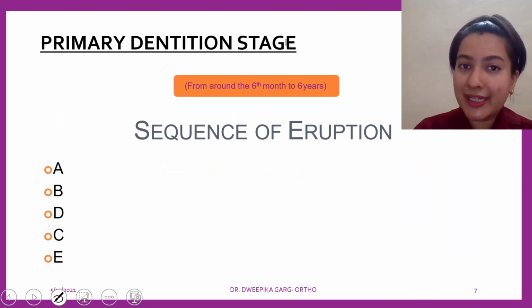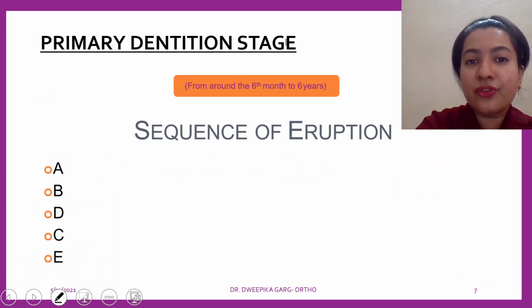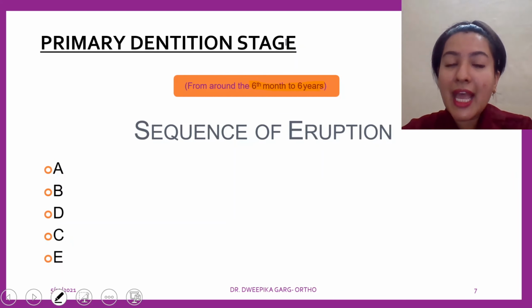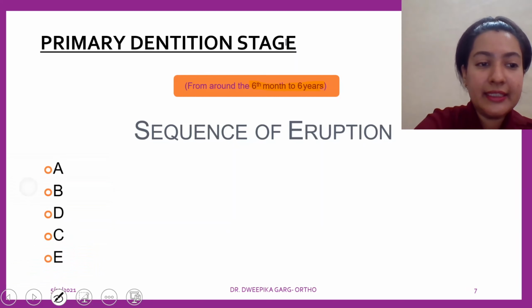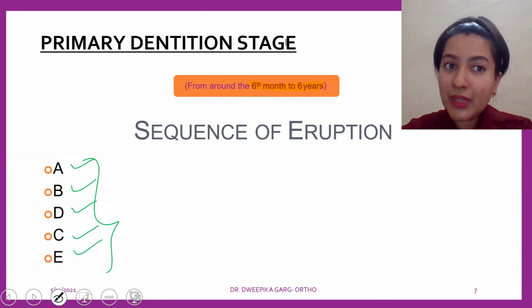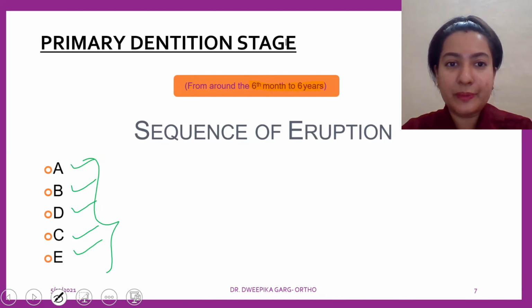Next is primary dentition. From when does it start? It starts from around 6 months and lasts up to 6 years. So this is your primary dentition. And sequence of eruption of teeth is A, B, D, C, E. That is your central incisor, lateral incisor, first molar, canine, and your second molar. So this is the sequence in which your primary teeth erupt.